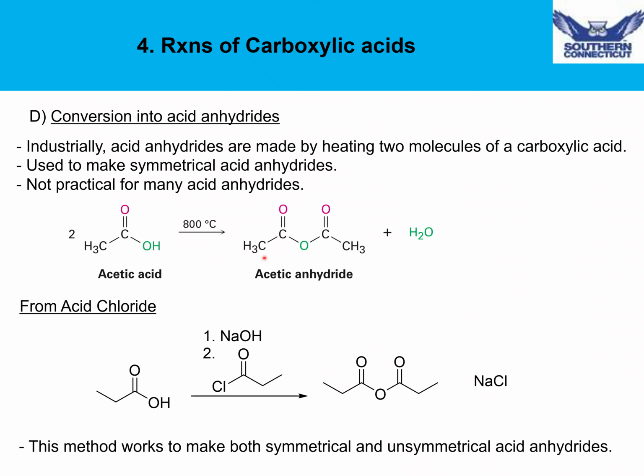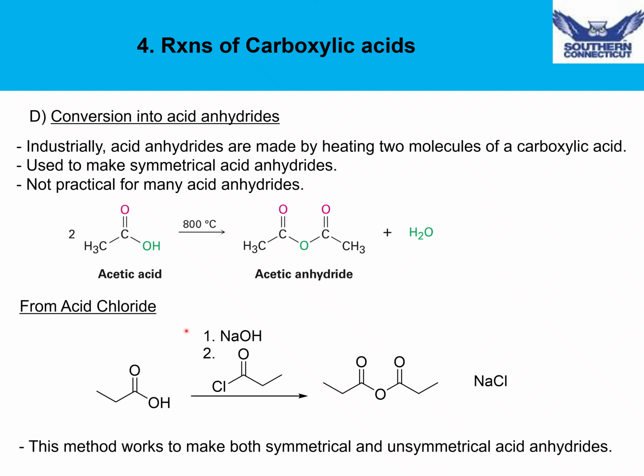Anhydrides traditionally are made by heating two molecules of a carboxylic acid to make a symmetrical anhydride. Now, this reaction has been used for many years to make acid anhydrides industrially. Now, this reaction, for the most part, is not practical for most acid anhydrides, so there are better ways to make them, at least on a smaller scale in a lab. Also, note that this reaction, where we heat two molecules of a carboxylic acid, always produces a symmetrical anhydride. So if you wanted an unsymmetrical anhydride, you have to use a different method.